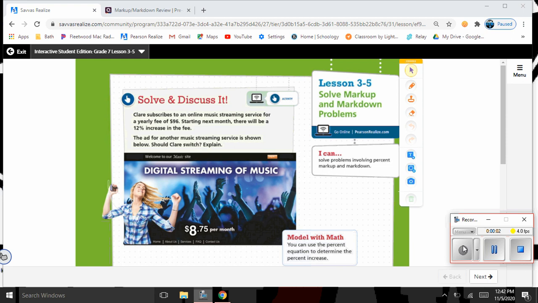Okay, here we are, superheroes, on 3.5, solving for markup and markdown problems. This should be right up the alley of all our young ladies out there because this is shopping 101. You're looking for a deal.